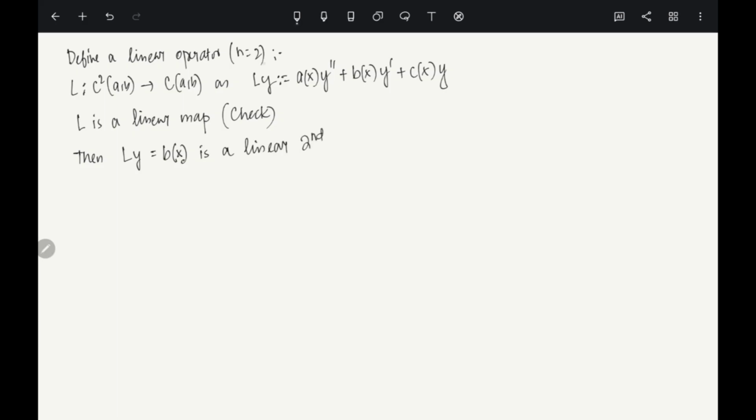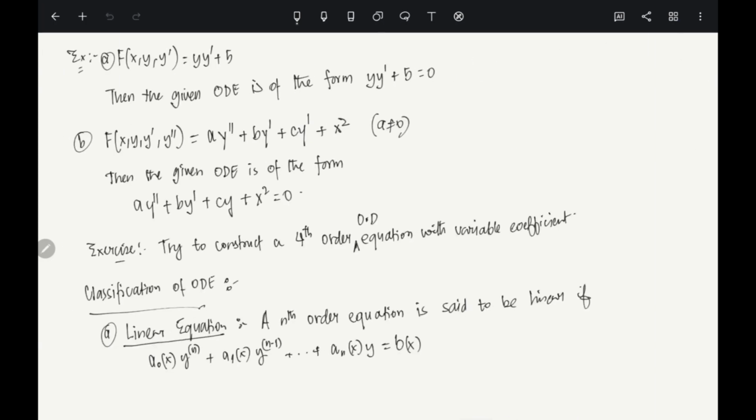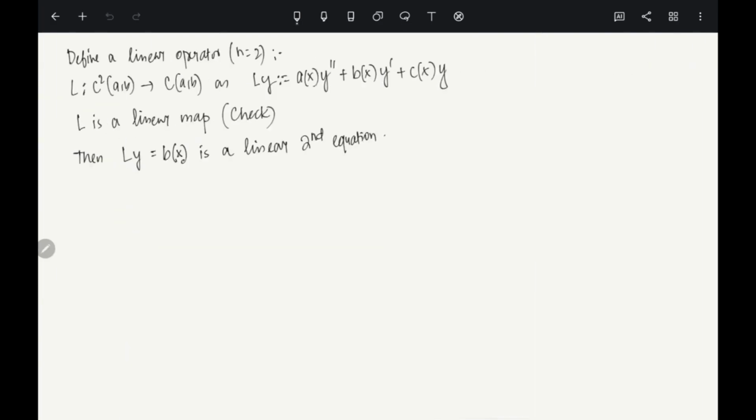In this case, why second order? Because I am choosing n equals 2. You can choose n equals whatever, 5, 10, whatever. So it is a linear second order equation, linear in y. Here I am assuming that a naught of x is non-zero. So this is a linear second order equation.